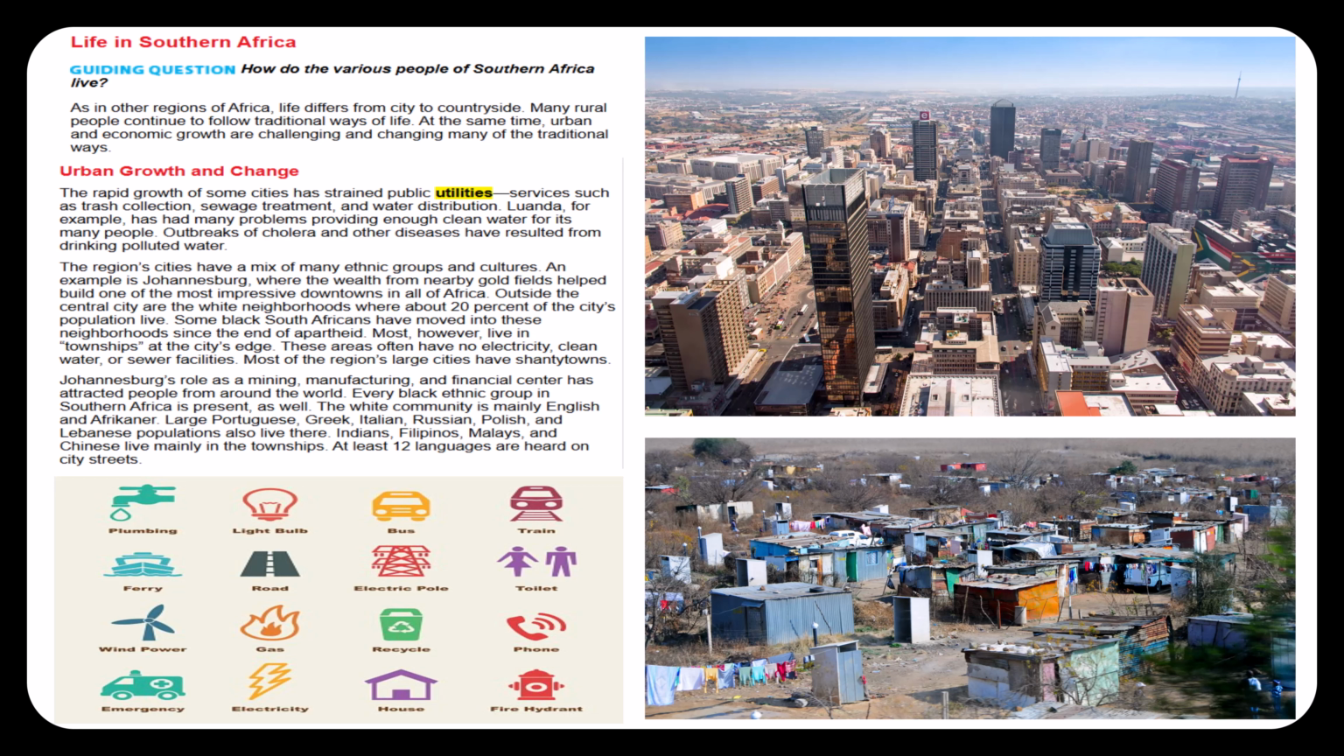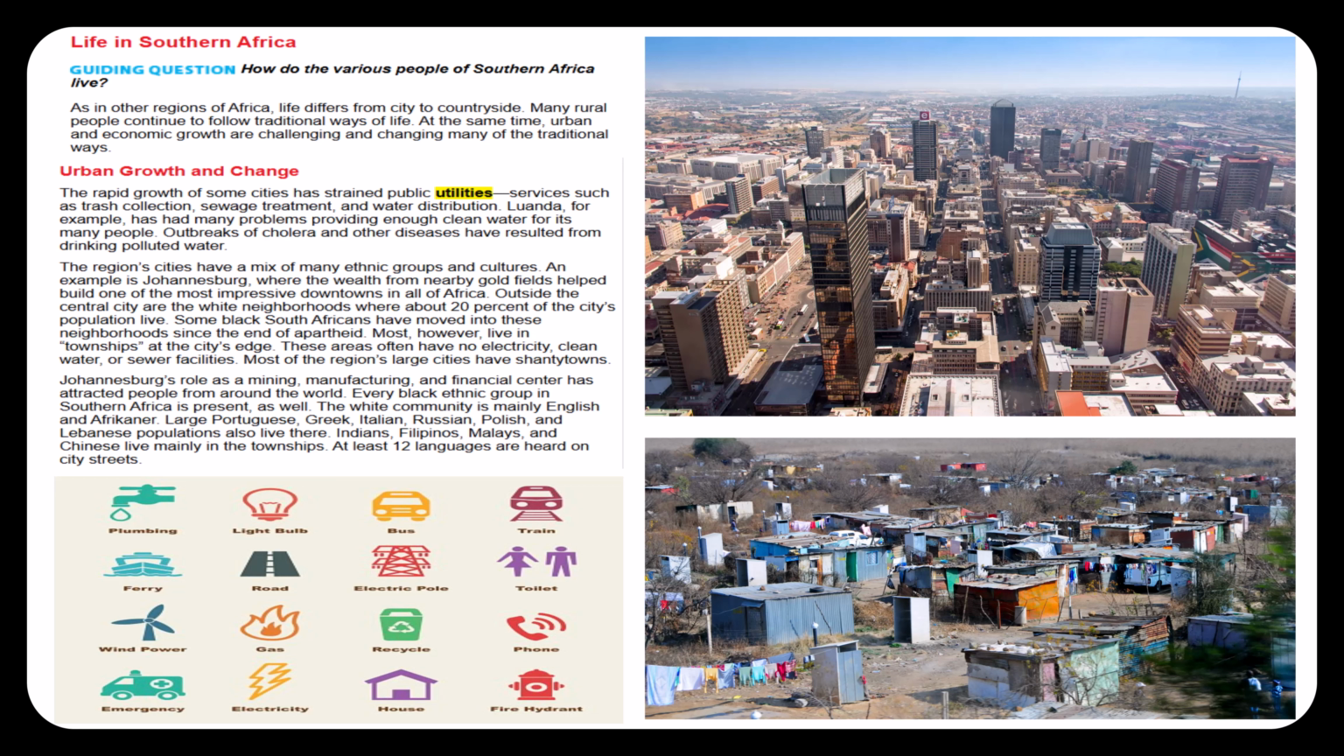The region's cities have a mix of many ethnic groups and cultures. An example is Johannesburg, where the wealth from nearby goldfields helped build one of the most impressive downtowns in all of Africa. Outside the central city are the white neighborhoods, where about 20% of the city's population live. Some black South Africans have moved into these neighborhoods since the end of apartheid. Most, however, live in townships at the city's edge. These areas often have no electricity, clean water, or sewage facilities. Most of the region's large cities have shantytowns.